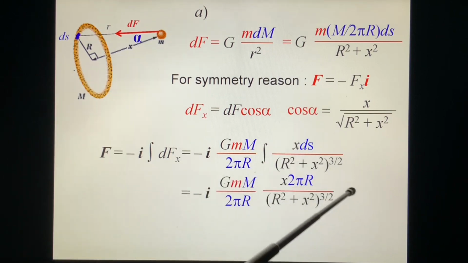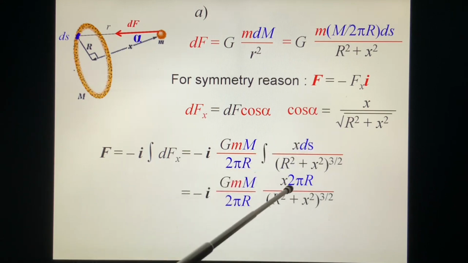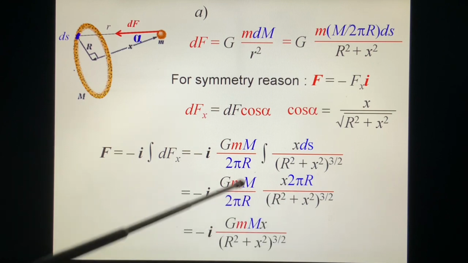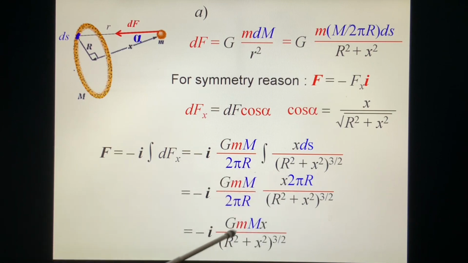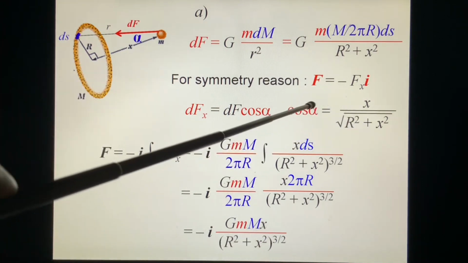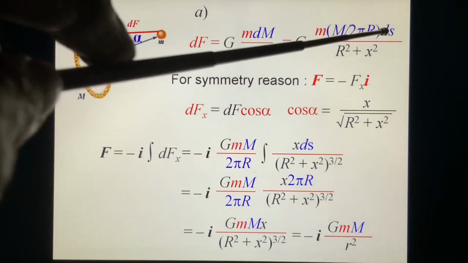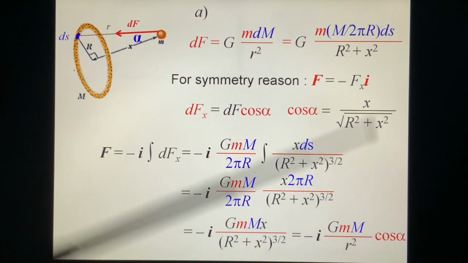And the integration is just integration ds, we get 2πr. Then these 2πr cancel these 2πr, we get minus GMx over r squared, over the c. And we see that x, oh, this is cosine theta. So we rewrite this one as minus GM over R squared, plus x over this cosine theta. And this is a very important answer. We're going to use it later, okay?